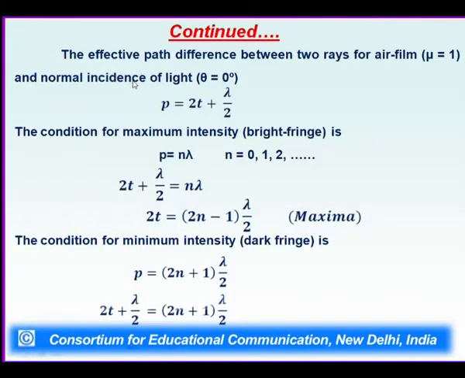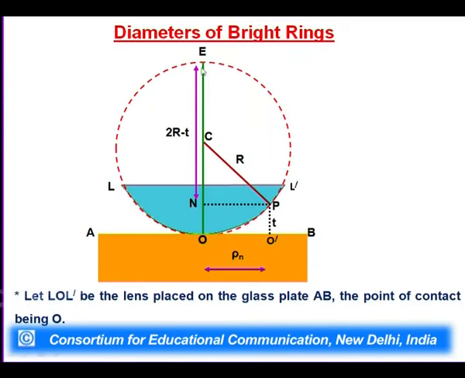Now we calculate the thickness t by using this diagram. This is the diameter of the bright ring. Here we consider a glass plate on which a plano-convex lens is mounted. Let LOL dash be the lens placed on the glass plate AB, and the point of contact is O. Let R be the radius of curvature of the curved surface of the lens. Here we consider the radius of curvature.